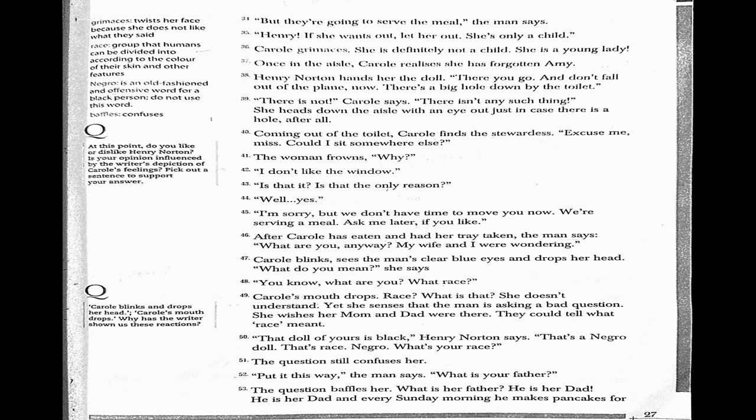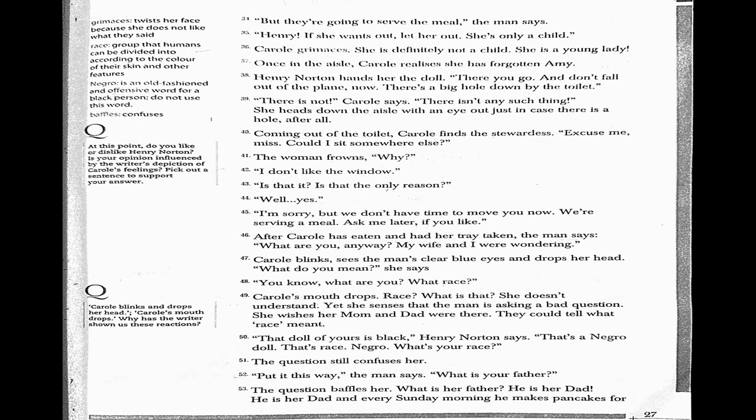Now see paragraph number 49. Carole's mouth drops. Race means she tries to understand what is the meaning of race. "What is that?" She does not understand what the meaning of race is, so she is not able to understand his question. Yet she senses that the man is asking a bad question. She is not able to give the reply to that question, but she senses कि उसे महसूस हो गया था that the man is asking an unpleasant question. She wishes her mom and dad were there. Now she wishes that if her mother and father were there, they could reply to that man.